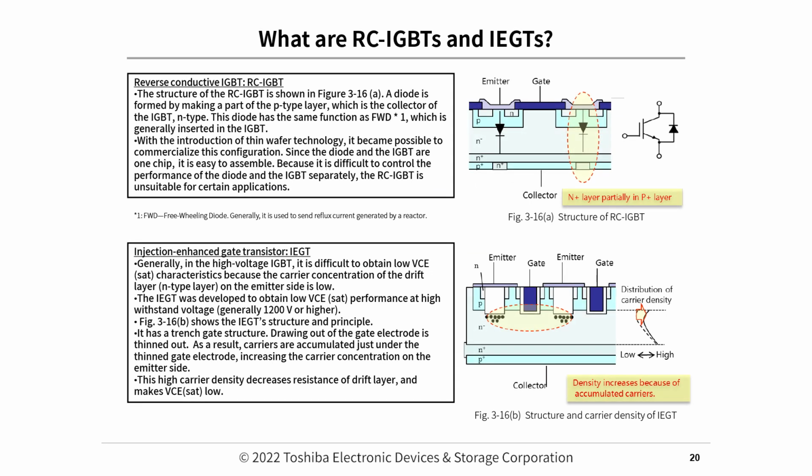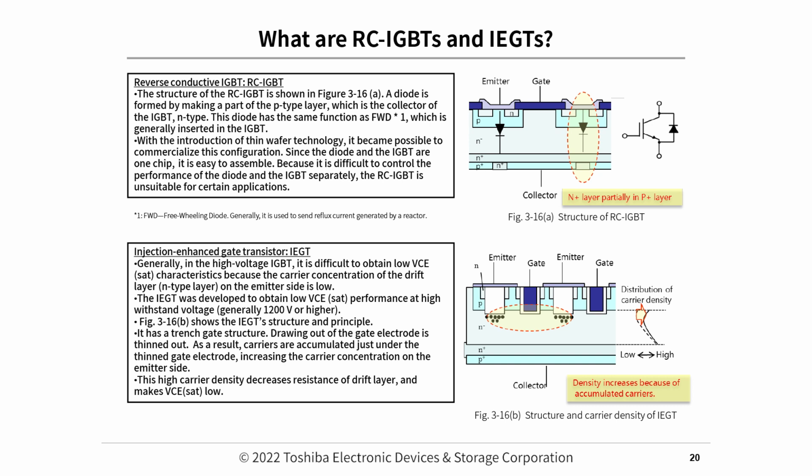What are RC IGBTs and IGTs? Reverse conductive IGBT, RC IGBT. The structure of the RC IGBT is shown in figure 3-16a. A diode is formed by making a part of the P-type layer, which is the collector of the IGBT, N-type. This diode has the same function as the FWD, which is generally inserted with the IGBT.